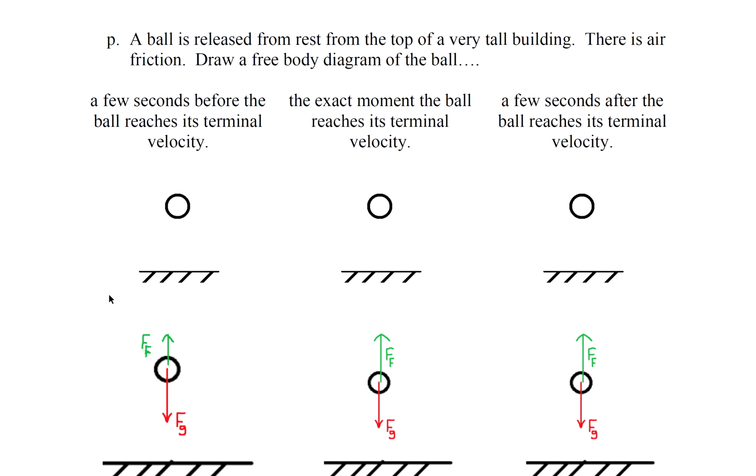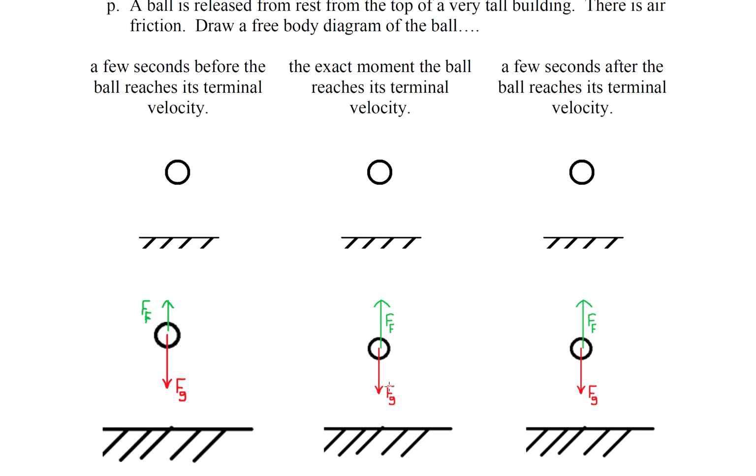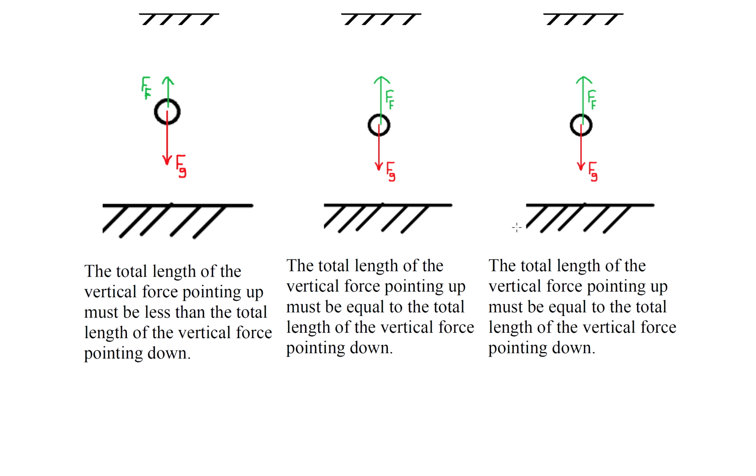The exact moment the ball reaches its terminal velocity. Terminal velocity is when sigma F equals ma, sigma F is 0, a is 0, v is constant. So if a is 0 and v is constant, then the magnitude of force of gravity down has to equal the magnitude of force of friction up. And a few seconds after the ball reaches its terminal velocity, the second image and the third image should be exactly the same, where the magnitude of force of gravity down equals the magnitude of force of friction up. So you could pause the video and read this.